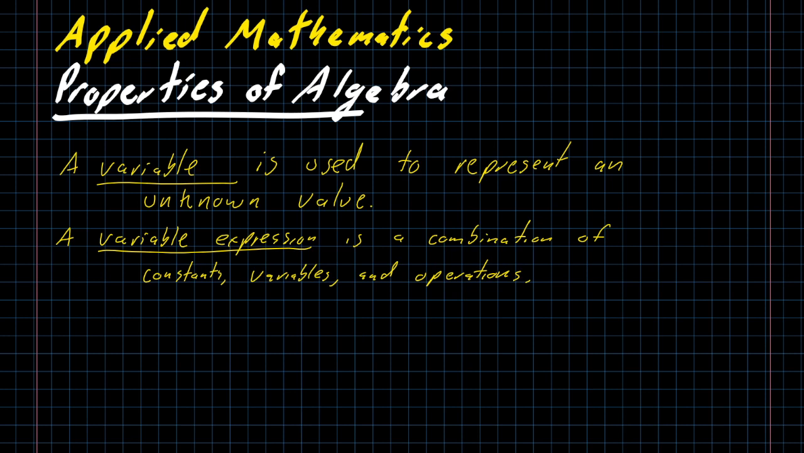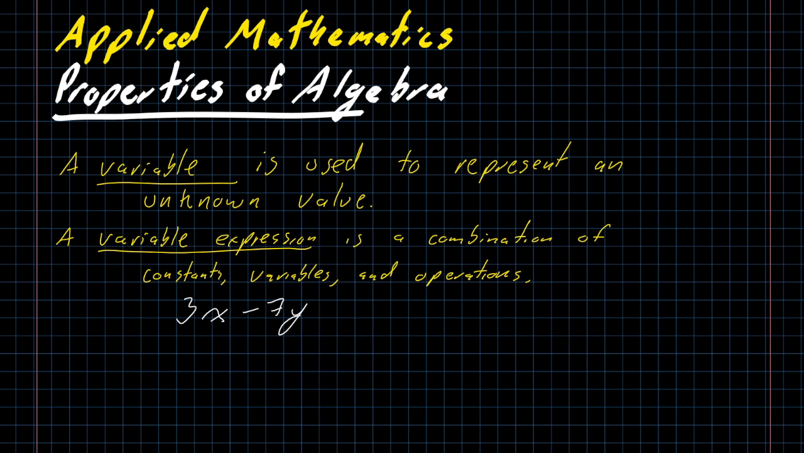We've used the idea of a variable and a variable expression previously in this course, but I do want to more formally define those things here. A variable is used to represent an unknown value. A variable expression is a combination of constants, variables, and operations. A very simple example of a variable expression might say something like 3x minus 7y.